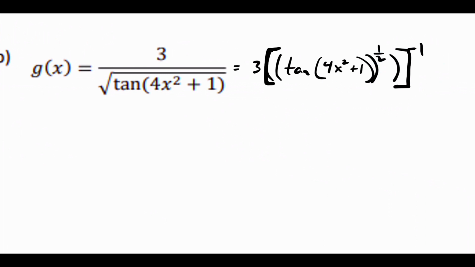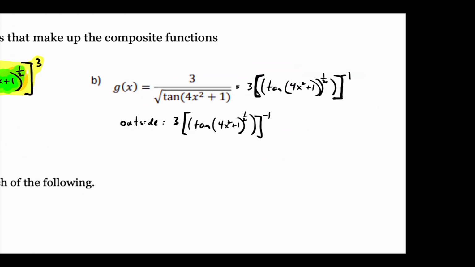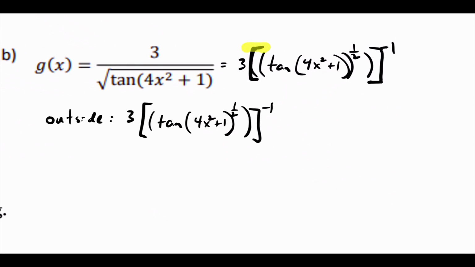Okay. So the outside is 3, the whole thing. When you're focusing on the outside, it's just that part there: 3 in front, something to the -1 power. To find the derivative of that, I would just move the -1 to the front and take away a power.